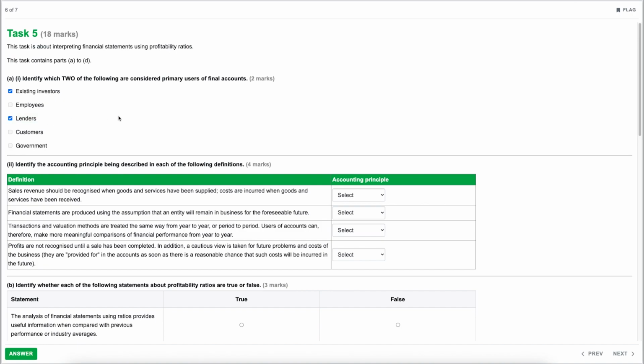It does also include potential investors. They would also be classed as primary, and suppliers could also be classed as primary users as they have lent us money. That would be credit suppliers, our trade payables. But out of that list, it would be those two.